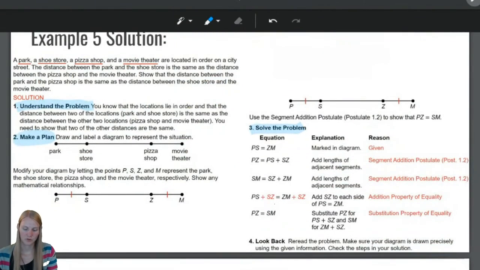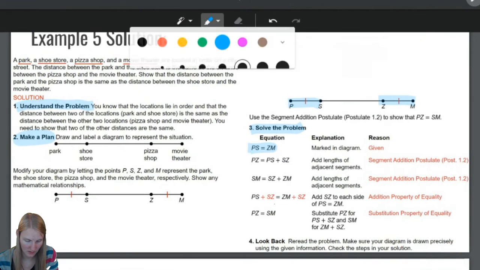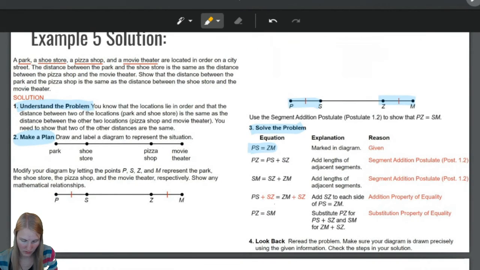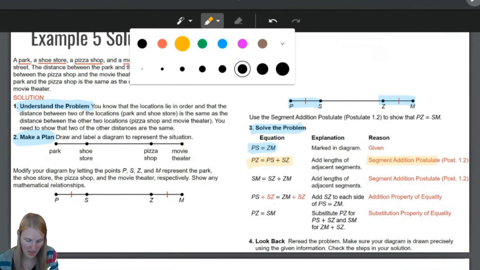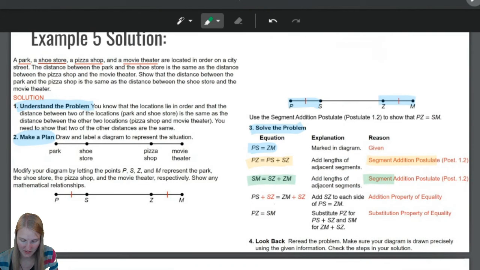Third, solve the problem. What they did, they started off with PZ equals ZM, marked in the diagram. Next, they took PZ, and PZ is equal to PS plus SZ. They used the segment addition postulate. We talked about that too. Then they did SM. They did the same thing on this side. SM equals SZ plus ZM. They did the same thing as us, the segment addition postulate.